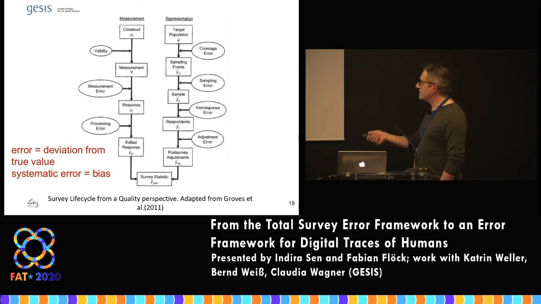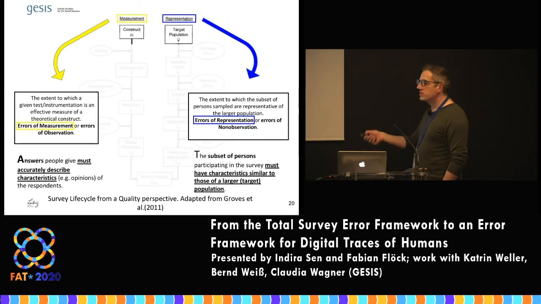So there are two arms here. One is measurement, and the other is representation. Measurement already holds true for one single person. So when I measure something, my construct, like someone being approving of a certain politician, I have to go through this, and I can already make an error here for one single person that I look at. So it's basically the extent to which my instrumentation, usually my questionnaire, actually measures my construct.